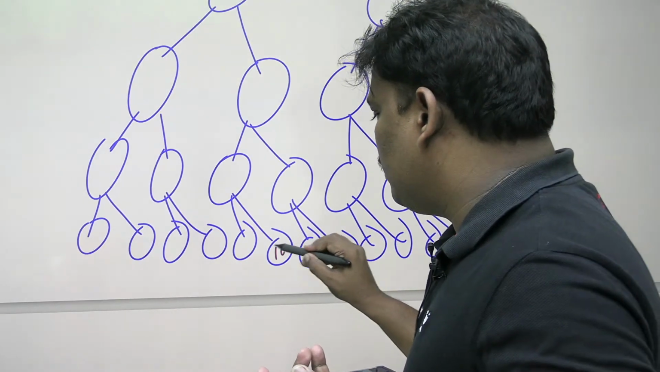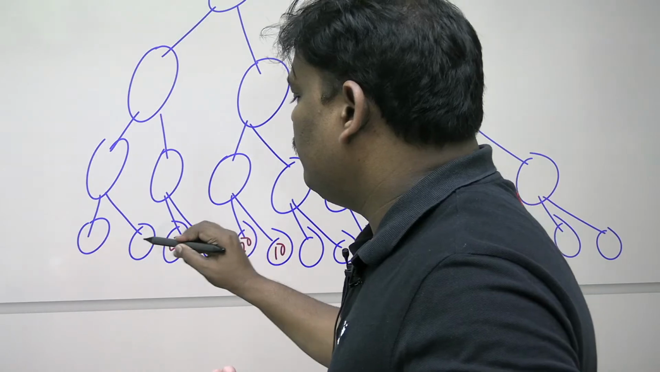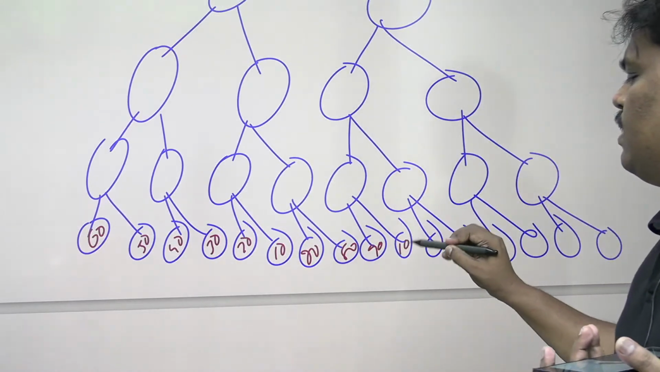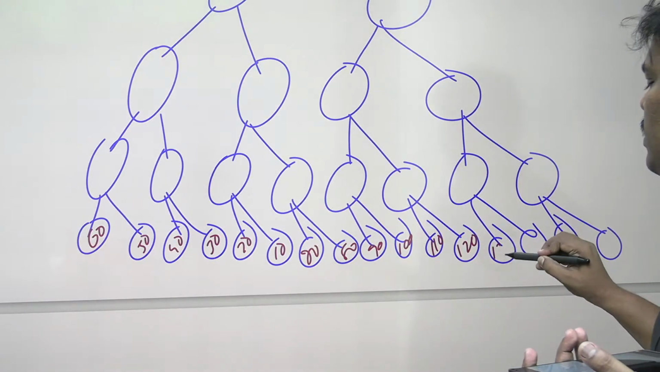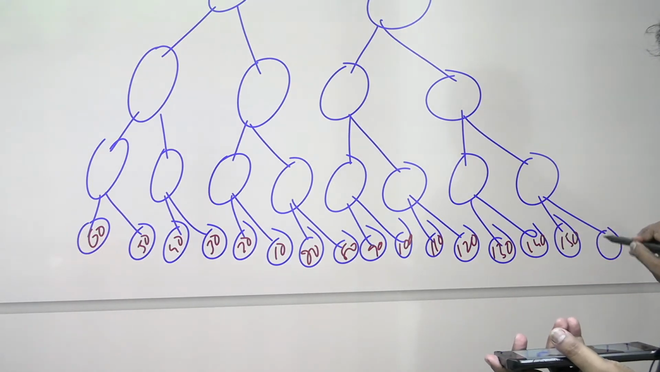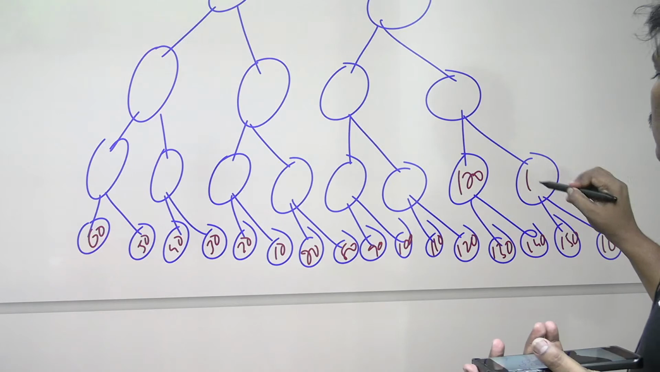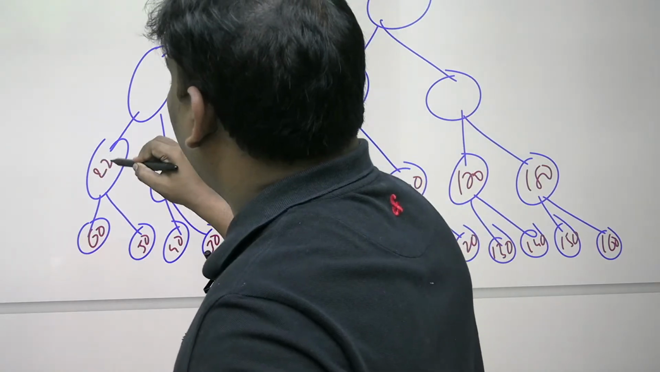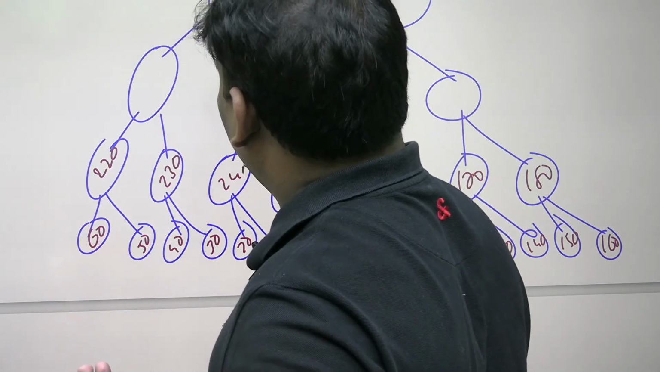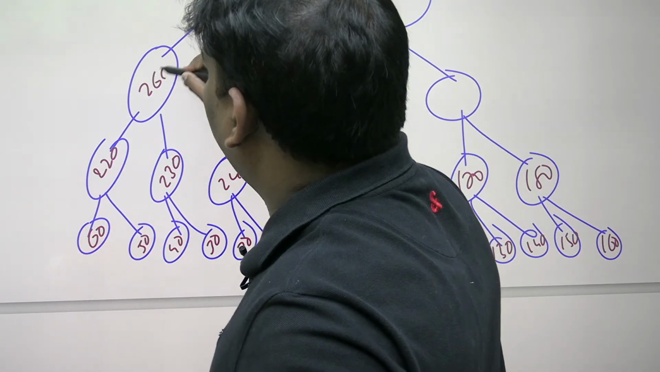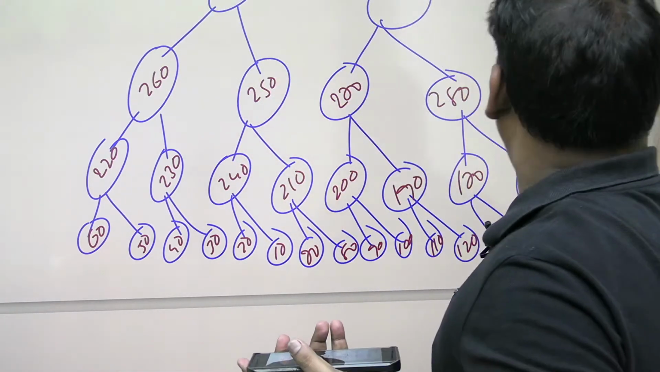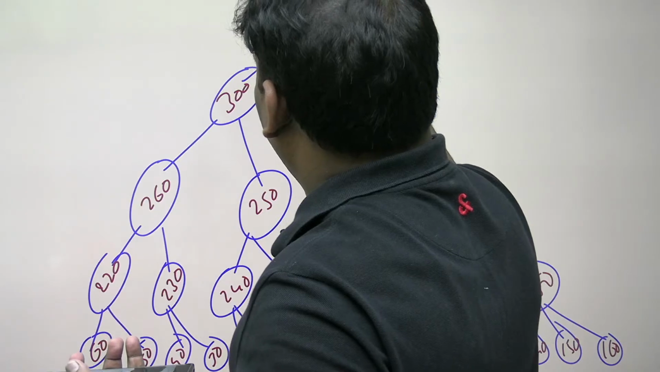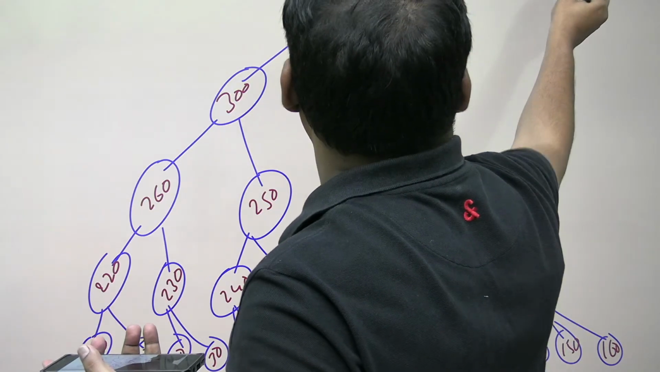Let me write some values: 10, 20, 30, 40, 50, 60, 70, 80, 90, 100, 110, 120, 130, 140, 150, 160, 170, 180, 190, 200, 210, 220, 230, 240, 250, 260, 270, 280, 290, 300, 310, or maybe let me use some other number.